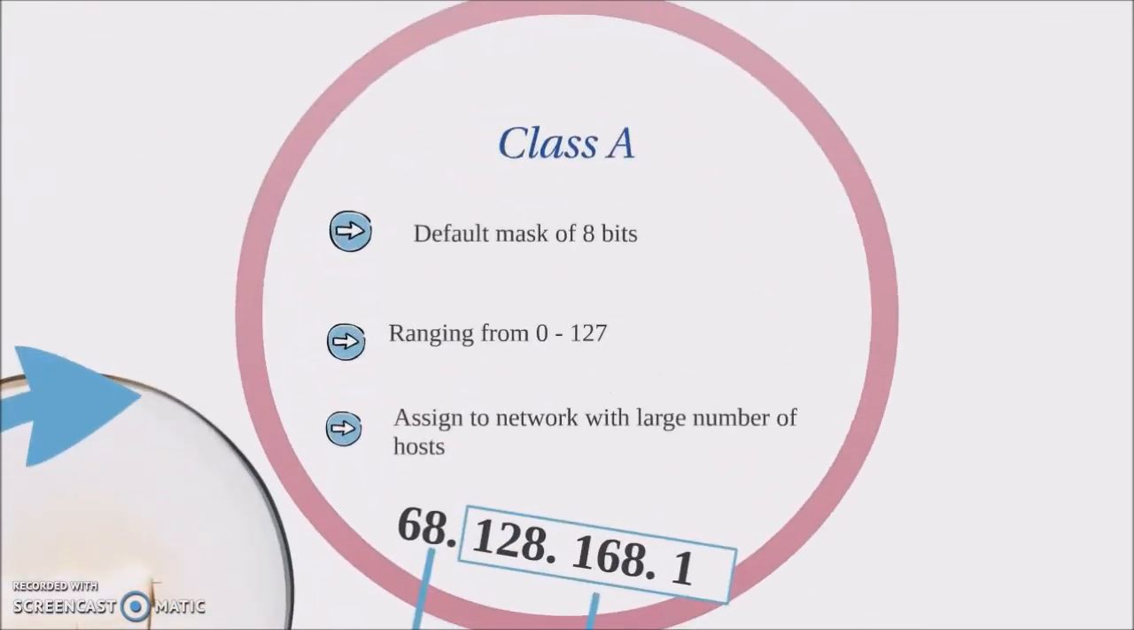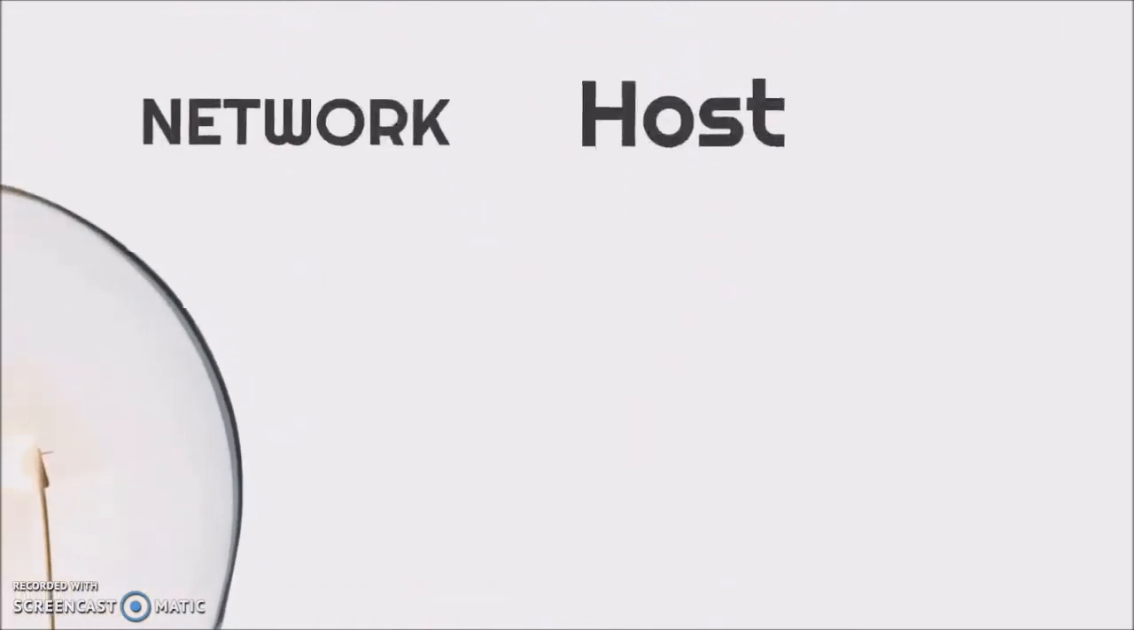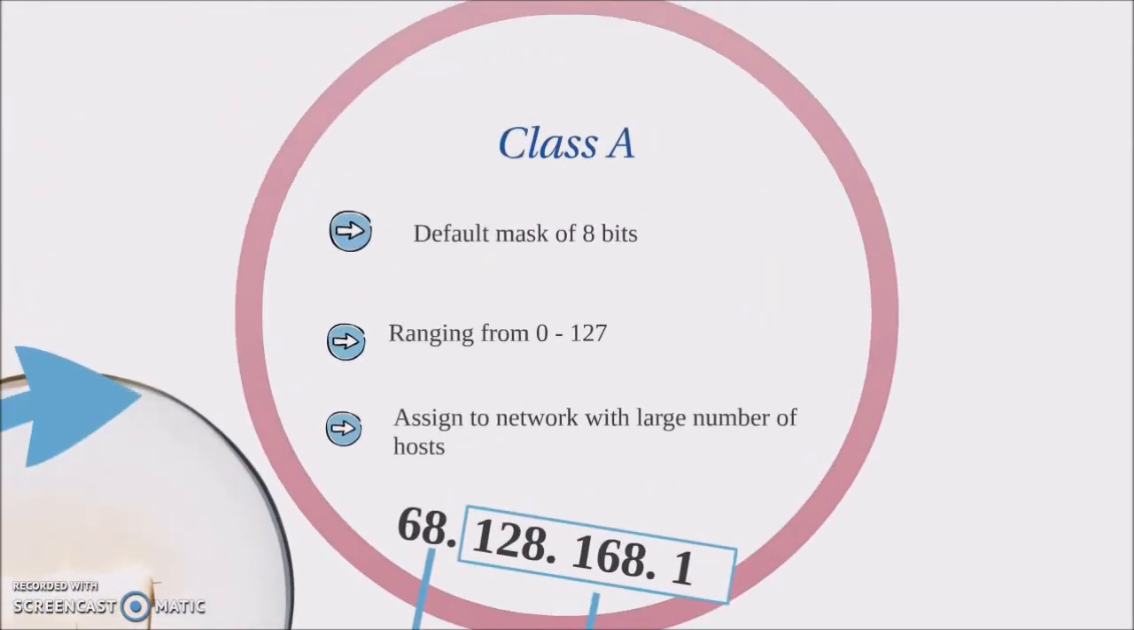Firstly is class A. It has a default mask of 8 bits, ranging from 0 to 127, and is used to assign to networks with a large number of hosts. By looking at the above example, we can see that the first octet consists of the network and the remaining octets are made up of hosts.